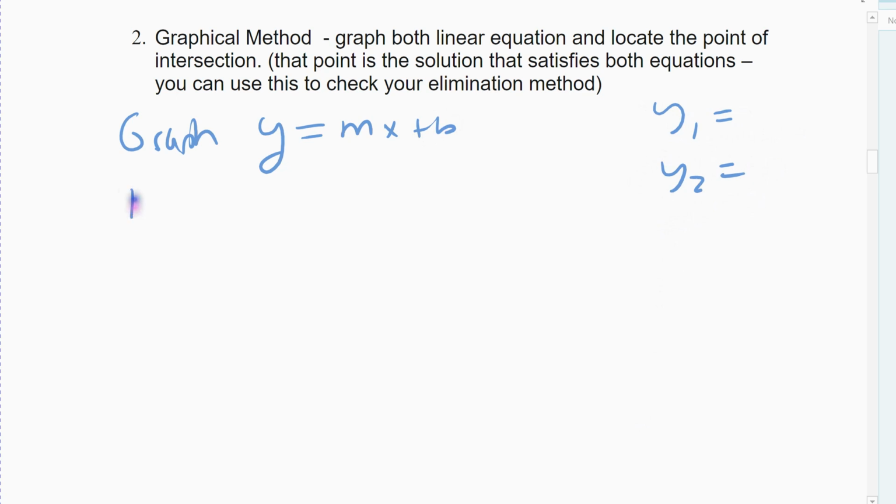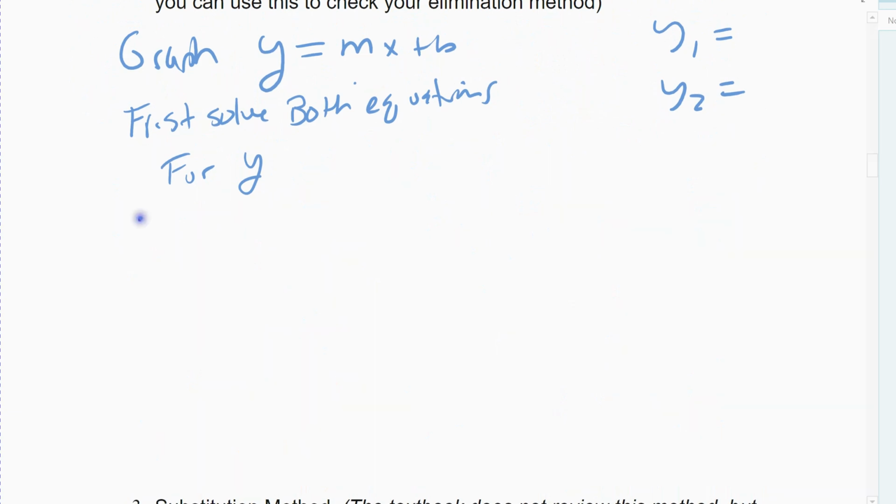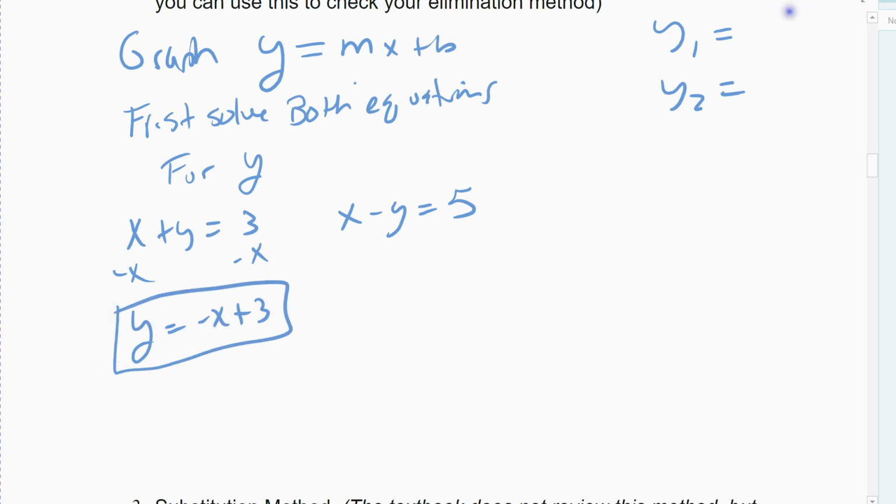And so the first thing we have to do is solve both equations for y. Alright, so solve both equations for y. And so I've got to go back up and find my equations. x plus y equals 3 and x minus y equals 5. So this one's not too bad. I just move x over, and so y equals negative x plus 3. There's one equation I can type in, so negative x plus 3.